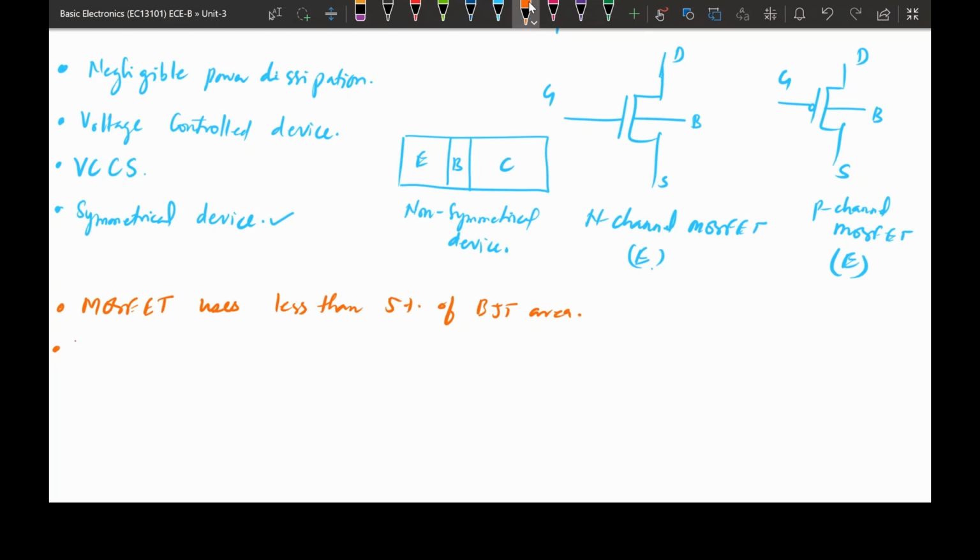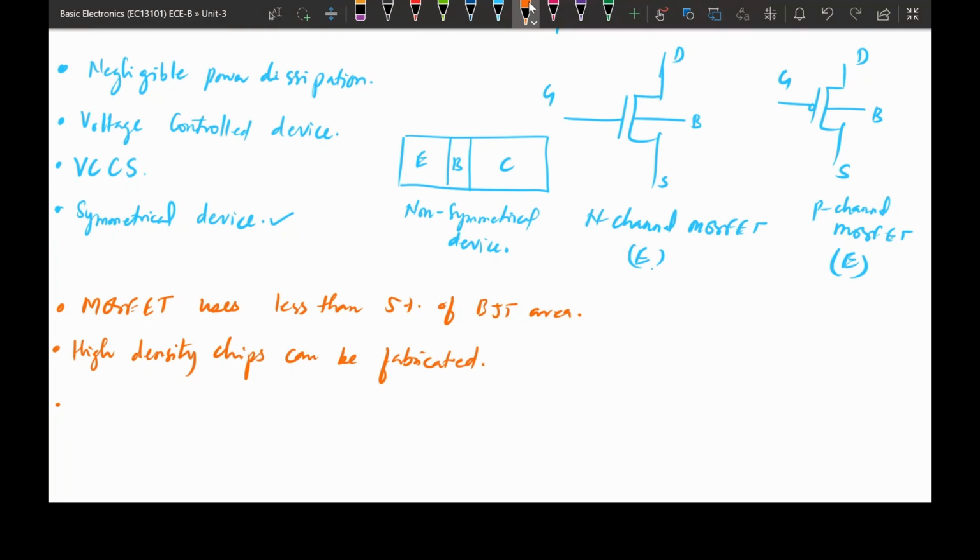So here, high density chips can be fabricated by using MOSFETs.